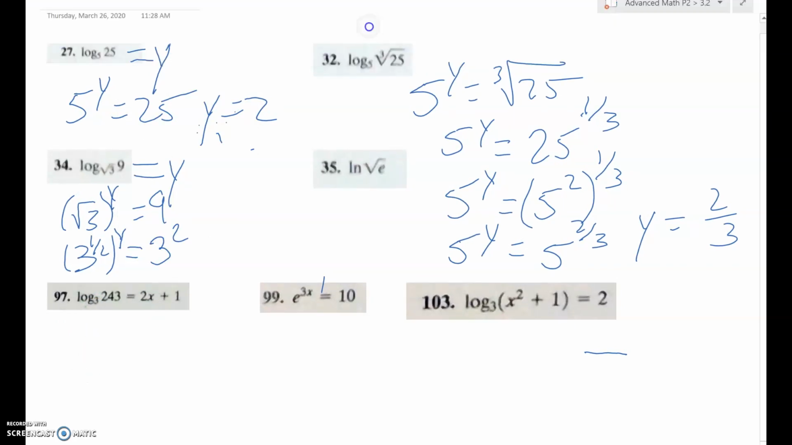Sorry about that. All right, so that would become, I'll put it off to the side here, 3 to the y over 2 equals 3 to the second. Okay, so y over 2, because y times 1/2 would be 1/2 y, or y over 2. So then we can set the y over 2 equal to 2, so y would be 4 for that one. Okay, so there's a couple other problems very similar to 32 and 34.